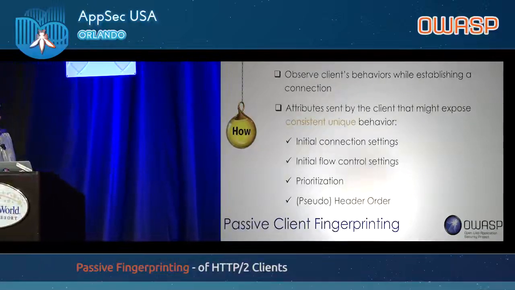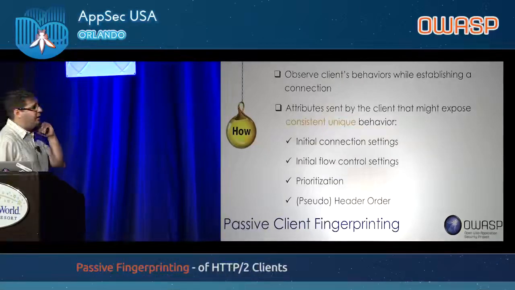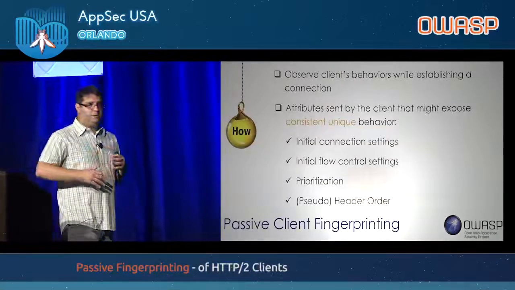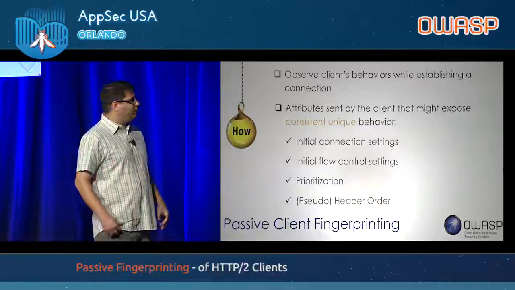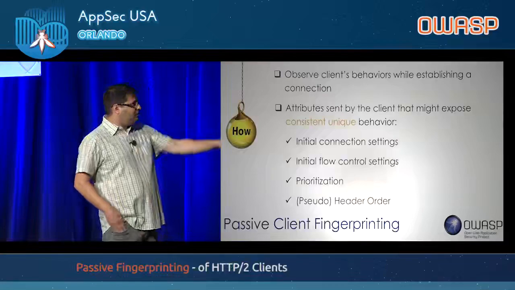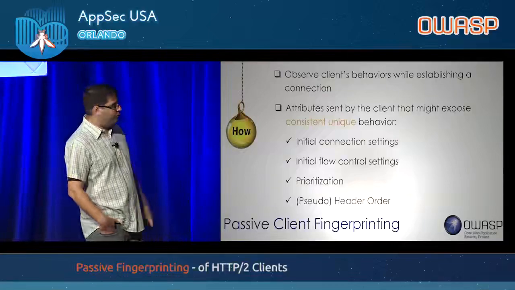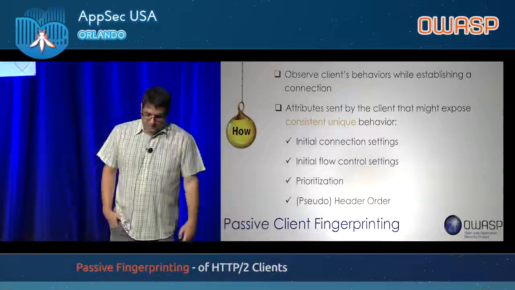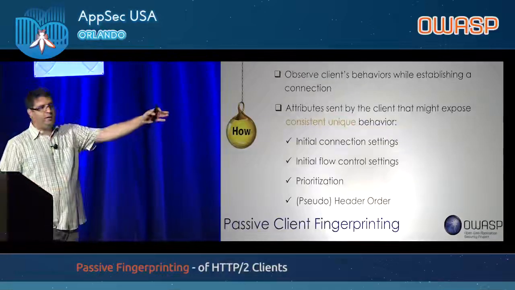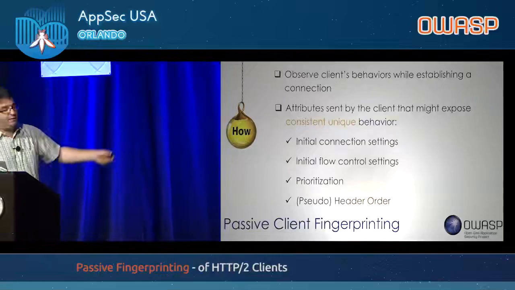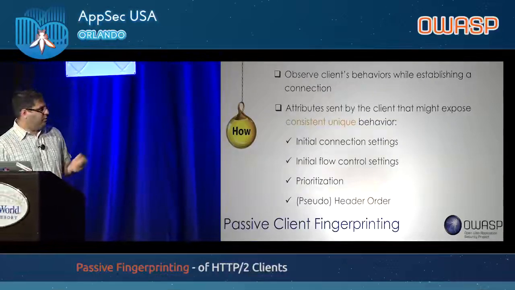And we are looking for the attributes that he sends within the settings frame, like the flow control settings, the initial control settings, some priority settings. And the only thing which is a bit different is the last part, which I'll talk about, is the header order, the pseudo header order, because that is not sent immediately after a connection is established. We can only take that from the first request that the client sends. But we'll see that in a moment.